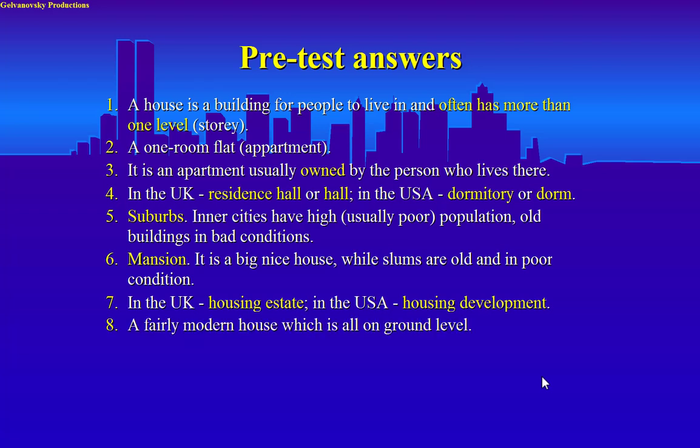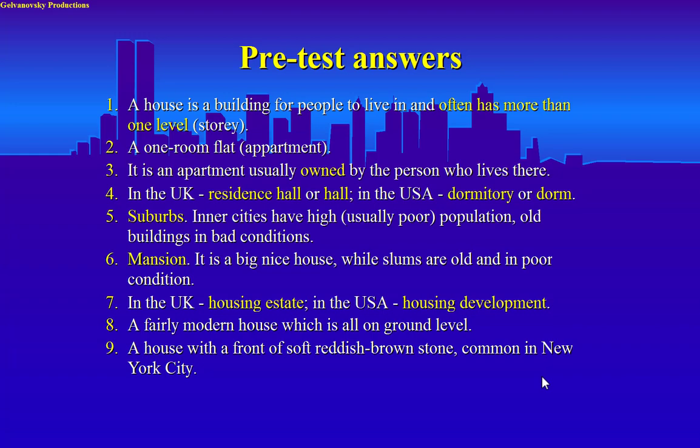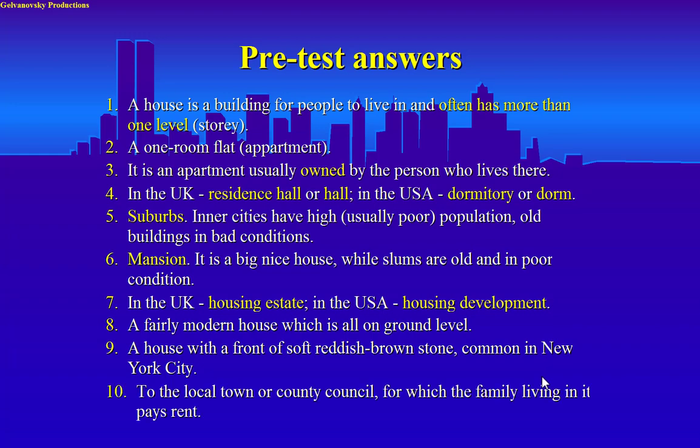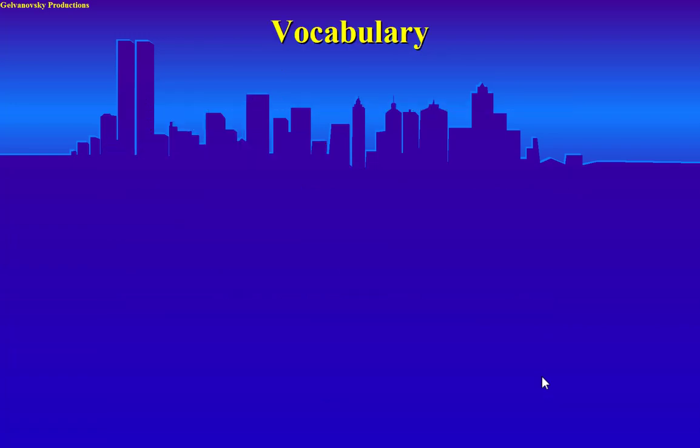Answer 8. A fairly modern house which is all on ground level. This is your bungalow. Question 9. What is a brownstone? A brownstone is a house with a front of soft reddish brown stone, common in New York City. And the last one, to the local town or county council, for which the family living in it pays rent. Now let us start with the video itself.